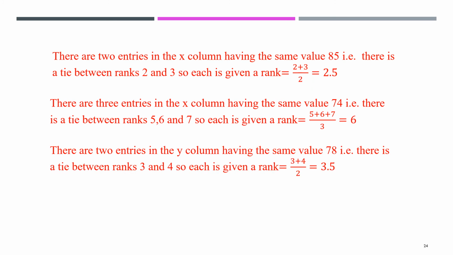So again, this is the explanation of how we have taken the average. 85 was repeated 2 times, so there was a tie between the ranks 2 and 3. So the average of 2 and 3. The next number was 74, repeated 3 times, and there was a tie between the ranks 5, 6 and 7. So 5 plus 6 plus 7 divided by 3, that is 6. Similarly, 78 was repeated 2 times and there was a tie between the ranks 3 and 4. So 3 plus 4 divided by 2, that is 3.5.